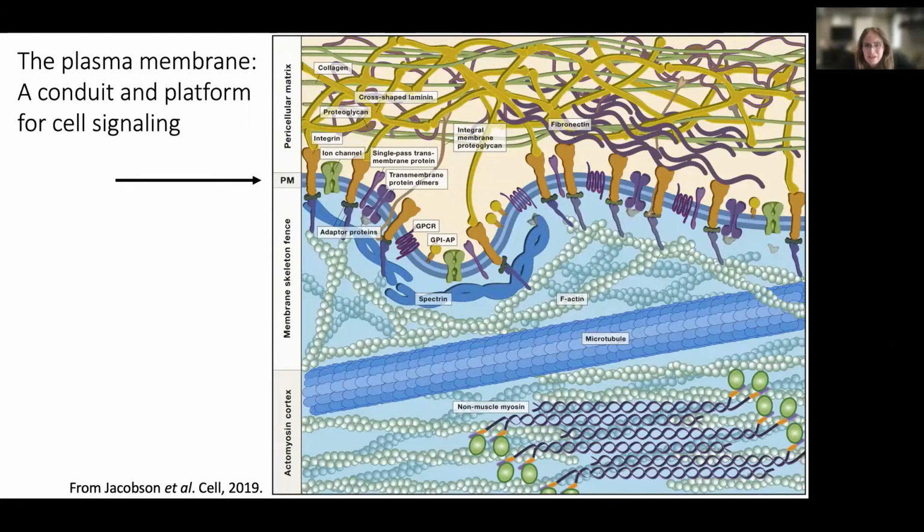That is still a very large project. So we're going to start by just considering the plasma membrane. The plasma membrane is both a conduit and a platform for cell signaling, meaning that some of the key signaling reactions in the cell take place on the plasma membrane, but also that information is transferred inside between cells, necessarily via the plasma membrane.